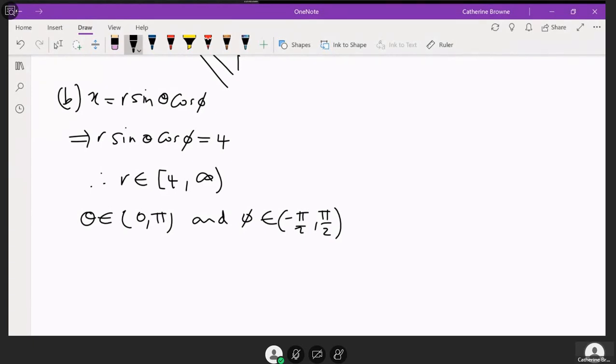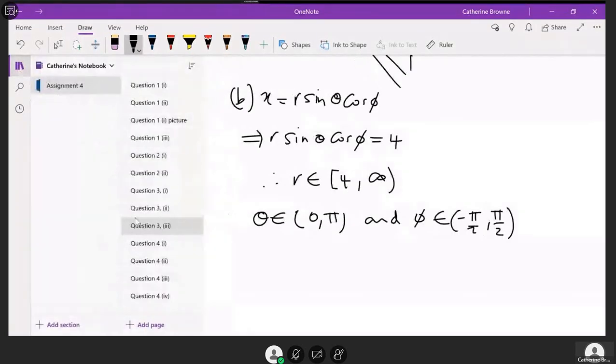And so we don't include the endpoints here because the endpoints would give sine theta is equal to 0 or cosine phi is equal to 0, and if they were both equal to 0, then we'd have 0 equals 4, which is not true. So that's why we haven't included the endpoints there. Okay.